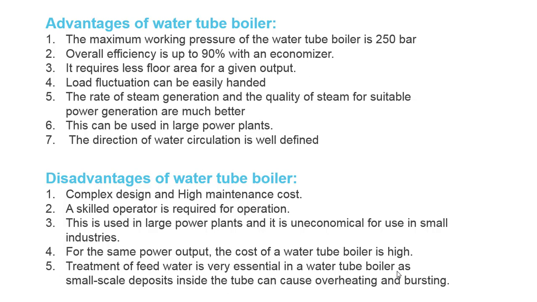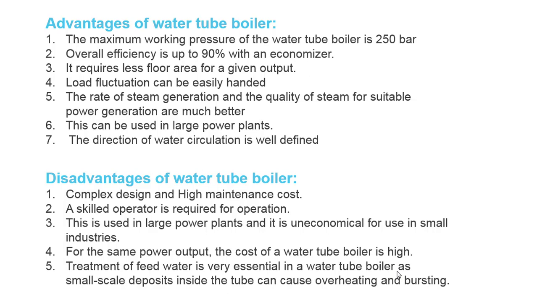Disadvantages of the water tube boiler. Point number 1, complex design and high maintenance cost. Point number 2, a skilled operator is required for operation. Point number 3, it is used in large power plants and is uneconomical for use in small industry. Point number 4, for the same power output, the cost of a water tube boiler is high.